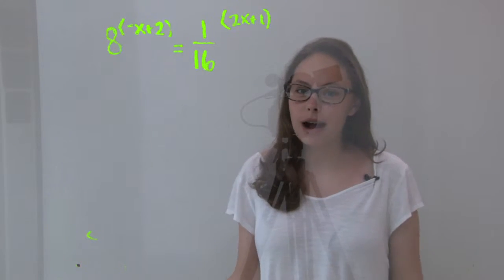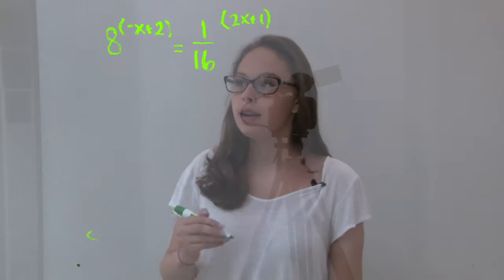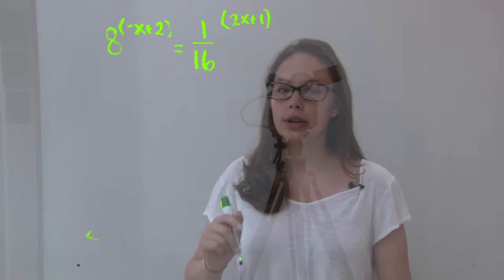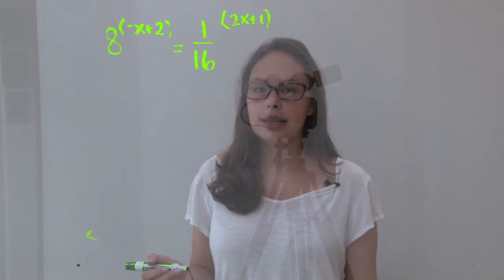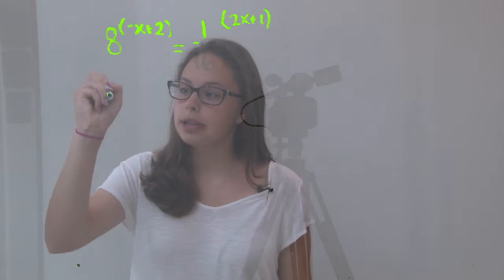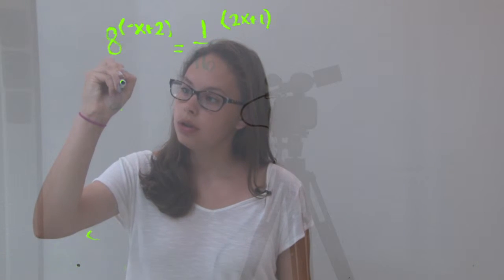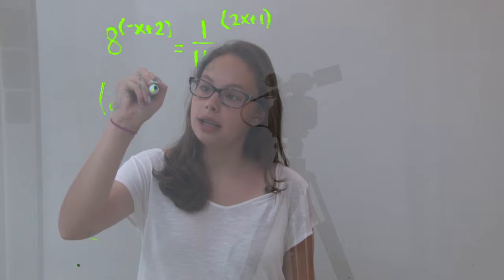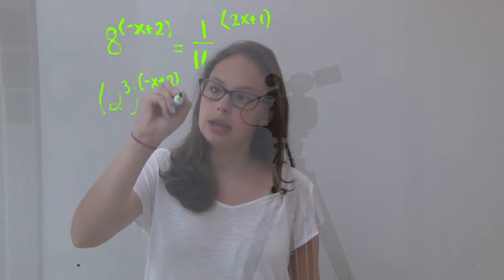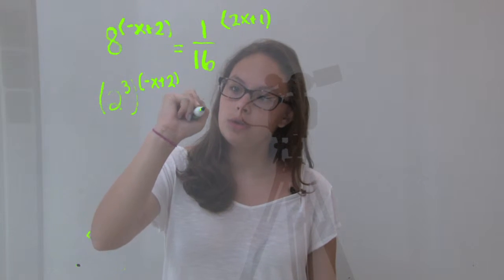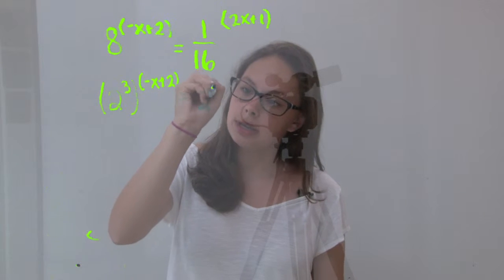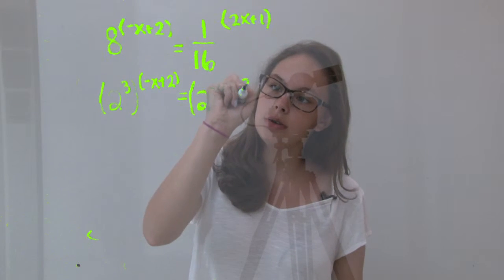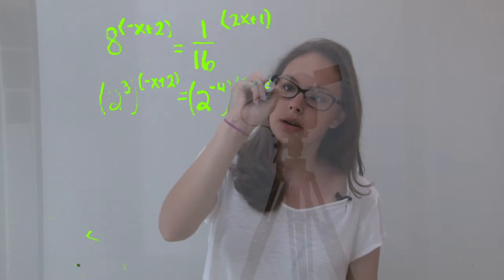Okay, so this next problem is a little more challenging. Our first step is to find the common base between 8 and 1 over 16. So our common base is going to be 2. So we can simplify this to 2 cubed to the negative x plus 2 equals 2 to the negative 4 raised to the 2x plus 1.